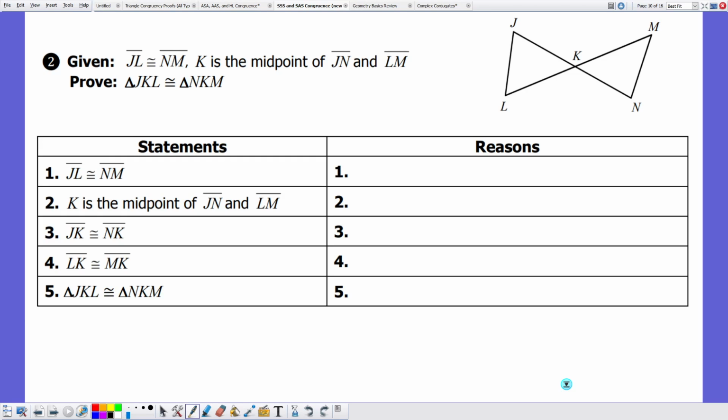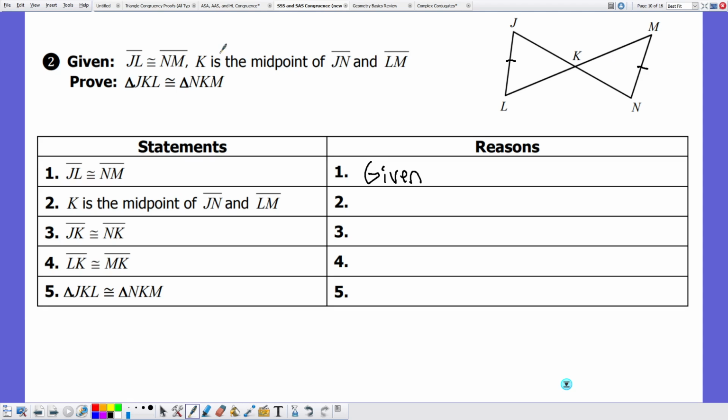Hello everyone. So let's continue with some proofs, starting with this problem where our given is that JL is congruent with NM. So that's my given, and sometimes I even like to note these things to myself as I go along. So JL is congruent with NM.